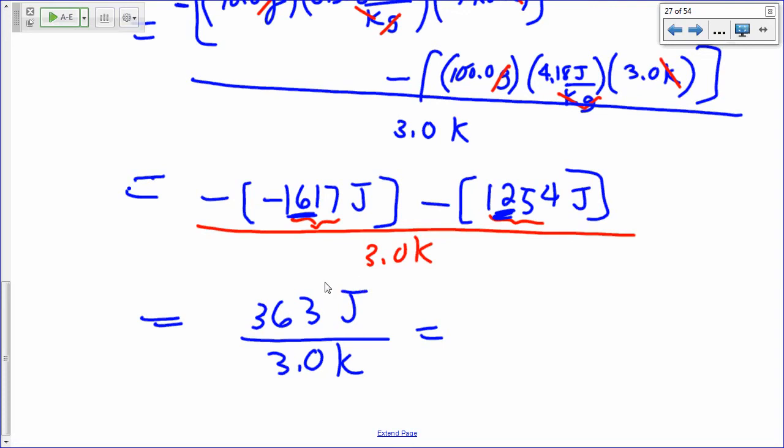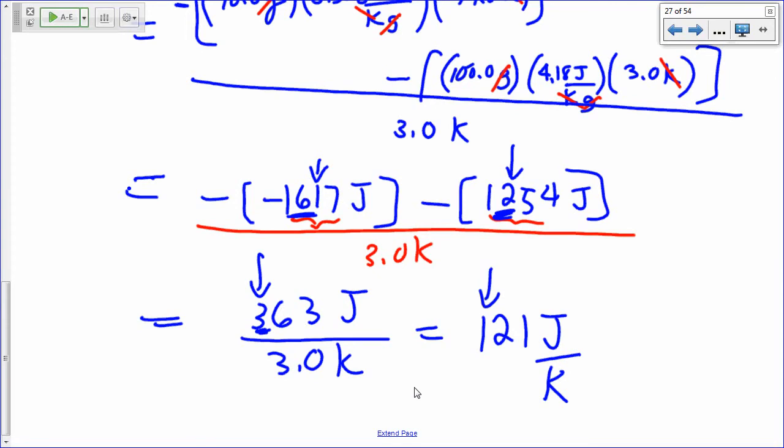So what would this be? 363 divided by 3. 121 joules per Kelvin. Okay. Now, how many sig figs should we have here? If we go by the sig fig rules, the last sig fig there is in the hundreds, the last sig fig there is in the tens, so we really should have just sig figs in the hundreds. So there's really only one sig fig here. Okay, so only one sig fig left. So it's about 100 joules per Kelvin.